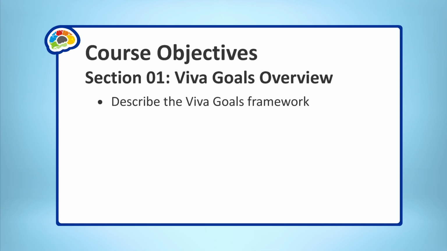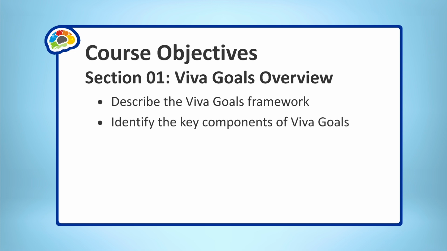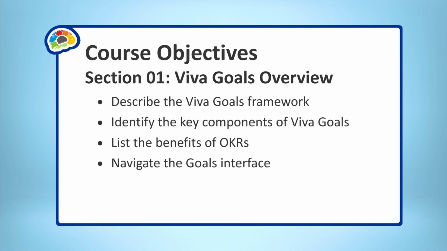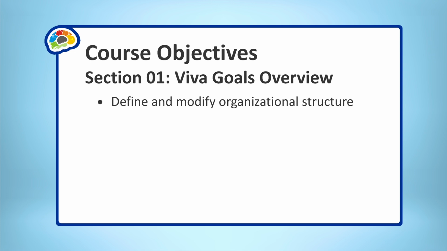We will start by describing what Viva Goals is and the framework that it uses. Then, we will identify the key components of Viva Goals and list the benefits of OKRs. We will also navigate the Goals interface. Next, we will look at the organizational structure, admin, and organizational settings, as well as the team structure.